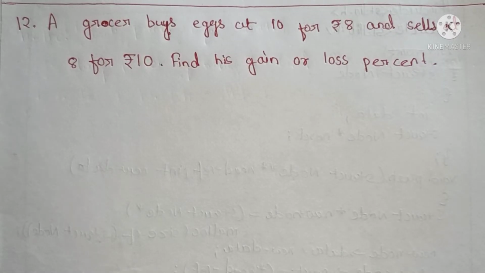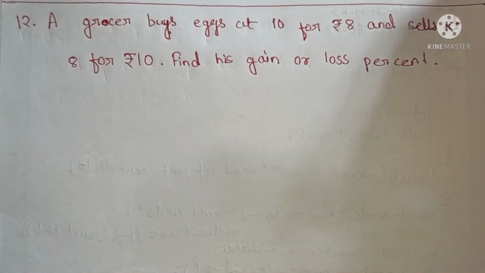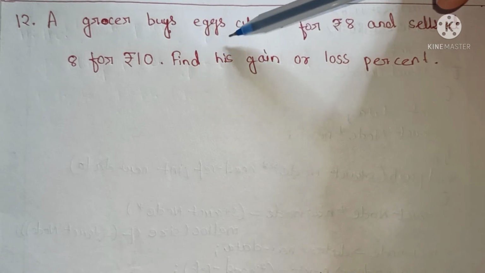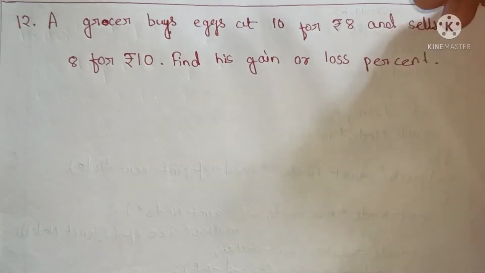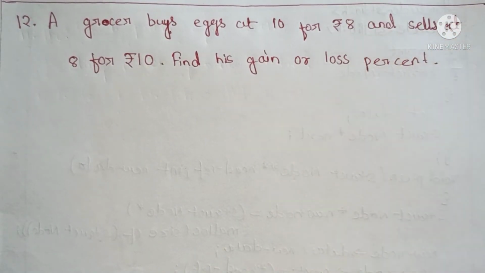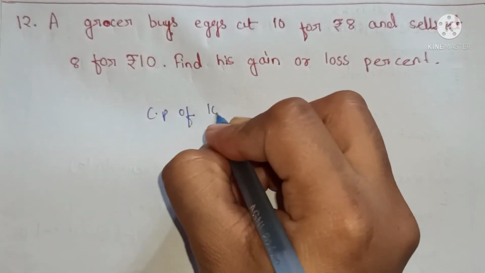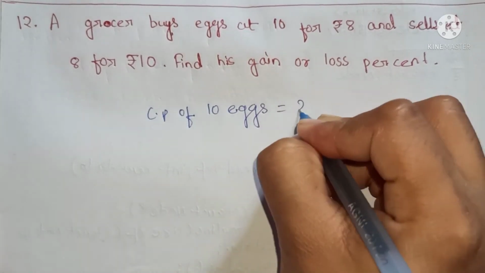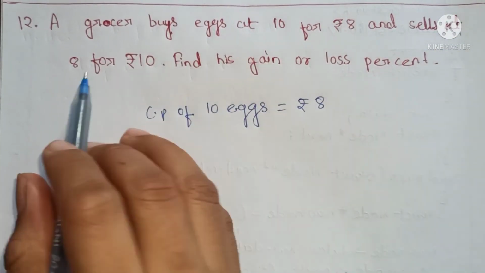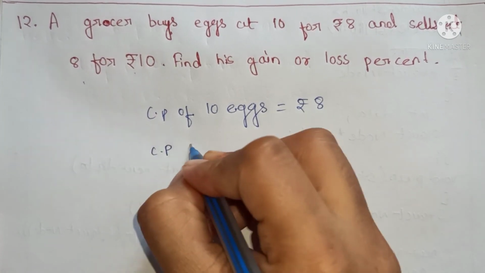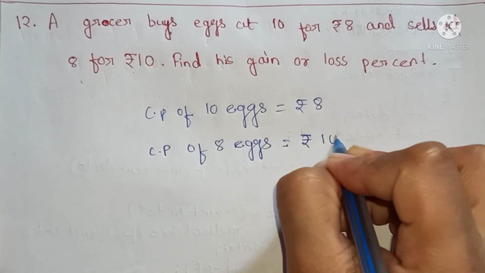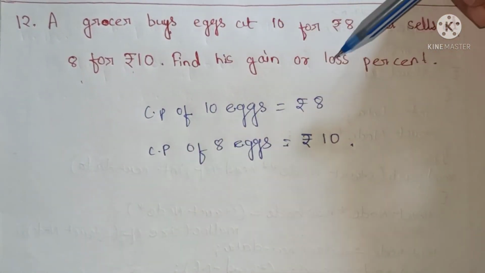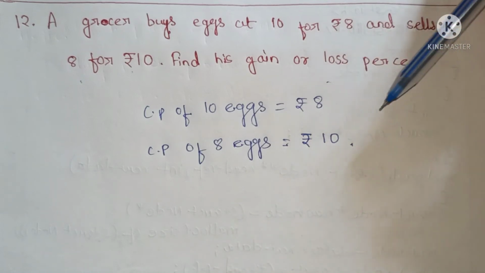Welcome back, children. So let us continue with the next question. Question number 12. A grocer, that means a seller, buys eggs at 10 for rupees 8. That means 10 eggs for rupees 8. Okay. So CP of 10 eggs is how much? Rupees 8. And sells at 8 for 10. And SP of 8 eggs is how much? Rupees 10. So he is buying 10 eggs at rupees 8 and selling 8 eggs at rupees 10.